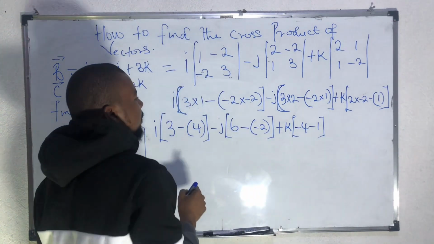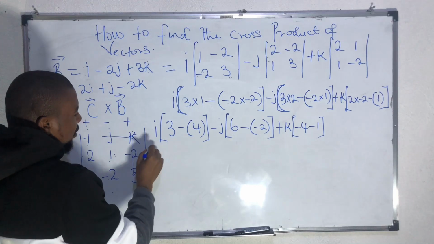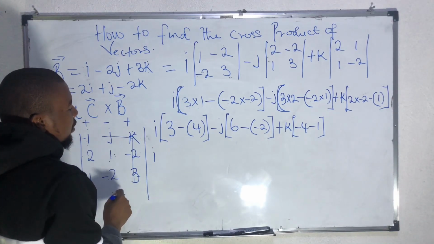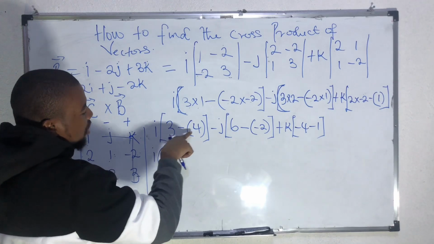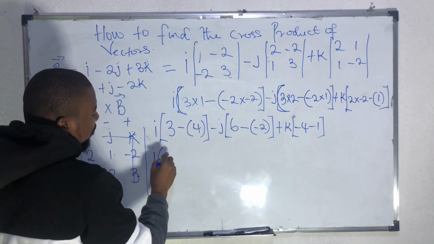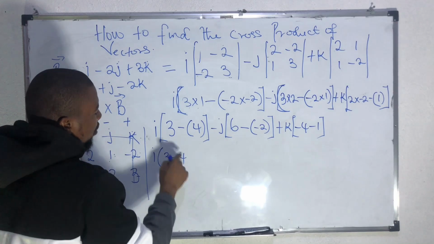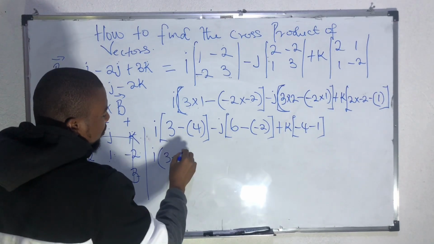All right. Let's continue working on this. We have our I. Now, what next? If you look at this here, you will see that you have a negative multiplying the 4 inside the bracket. What do you now have? You now have 3 minus 4. Negative multiplied by 4 will give you a negative 4.